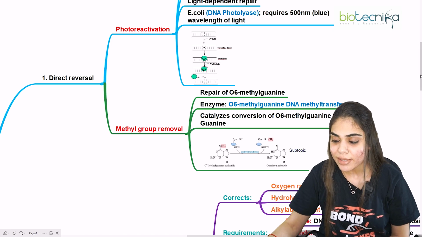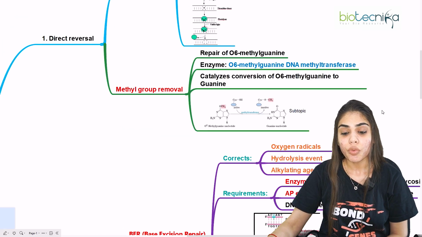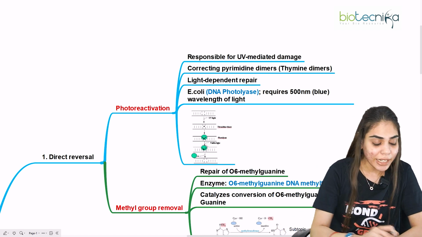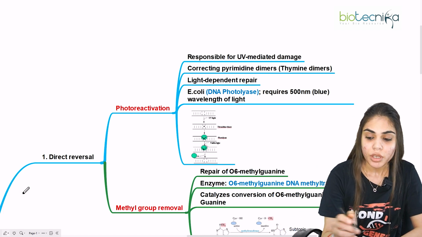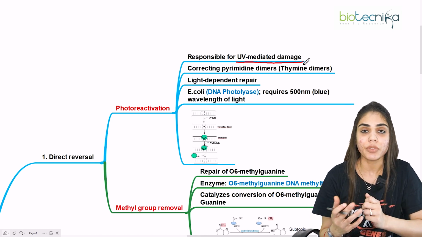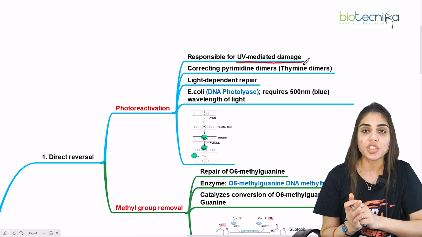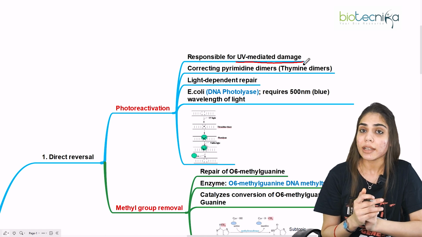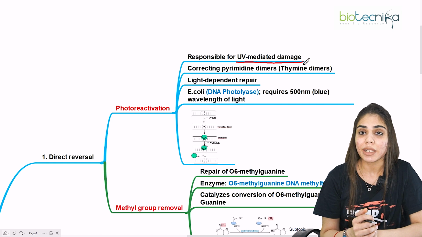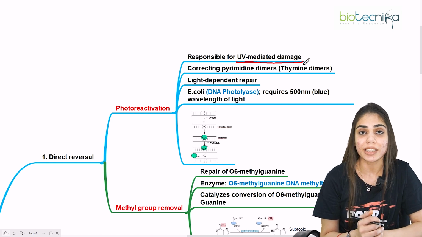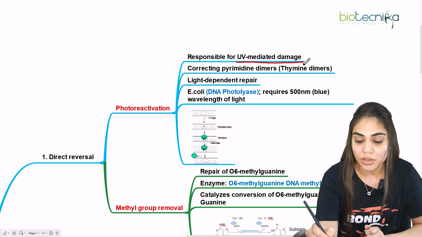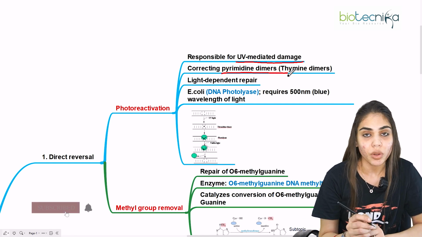Now what do you understand by photoreactivation? Photoreactivation is a pathway that is used to correct any kind of UV mediated damage, and we know this UV damage is because of the UV light, which causes the formation of thymidine dimers. So this mechanism is used to correct pyrimidine dimers or thymidine dimers.